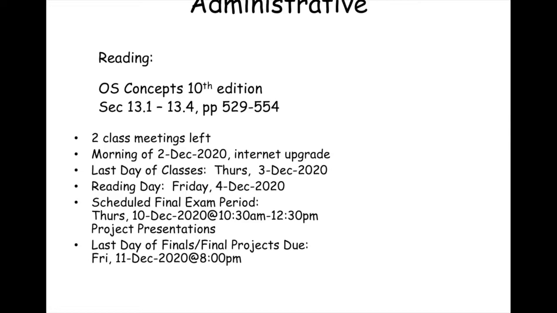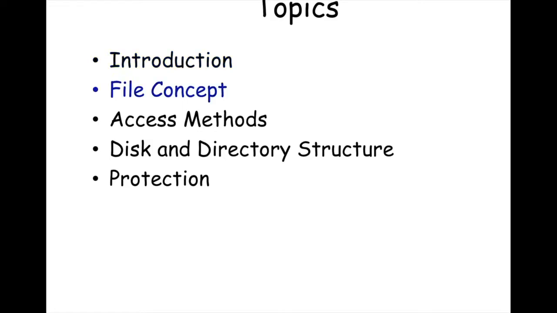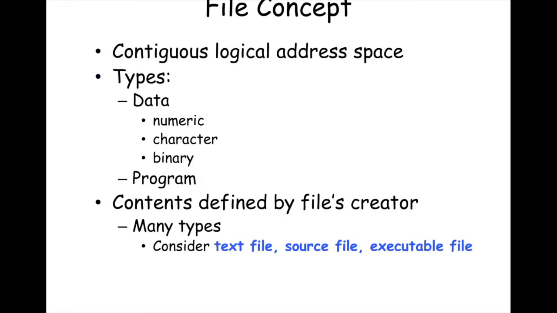We'll see what happens. Okay, so the objective of this last module is to look at the function of a file system, to describe interfaces to a file system, to look at the design trade-offs, things like file locking and directory structures, and to look at file system protection. So let's take a look at the file system concept. So what is a file system?